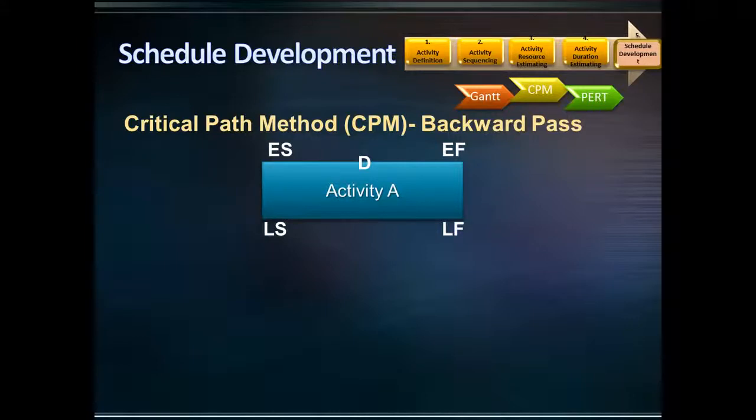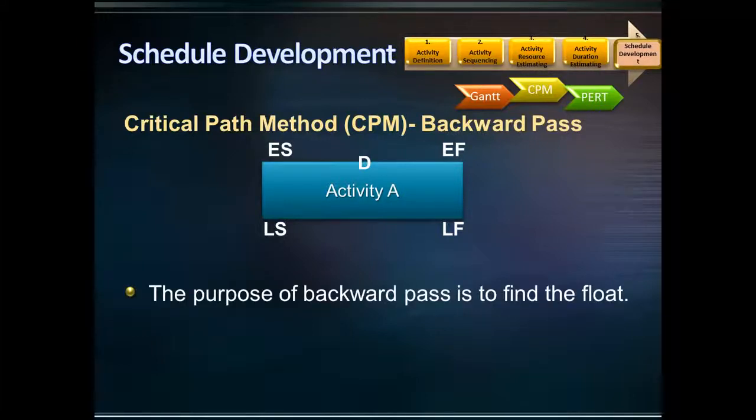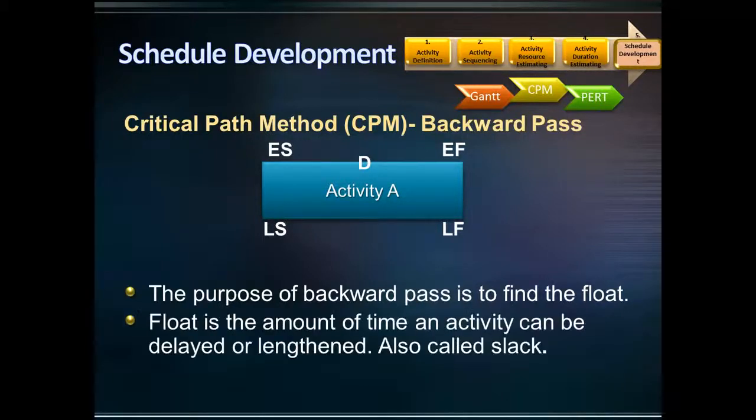What is the purpose of backward pass and calculating late start and finish dates? Well, the purpose of backward pass is to find the float. What is the float? Float is the amount of time an activity can be delayed or lengthened. Float is also called slack.